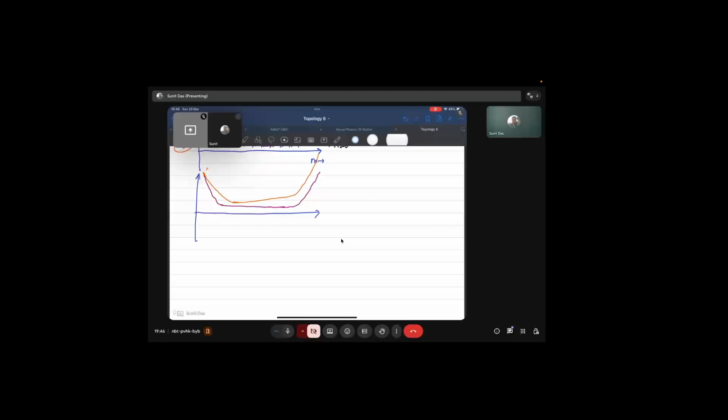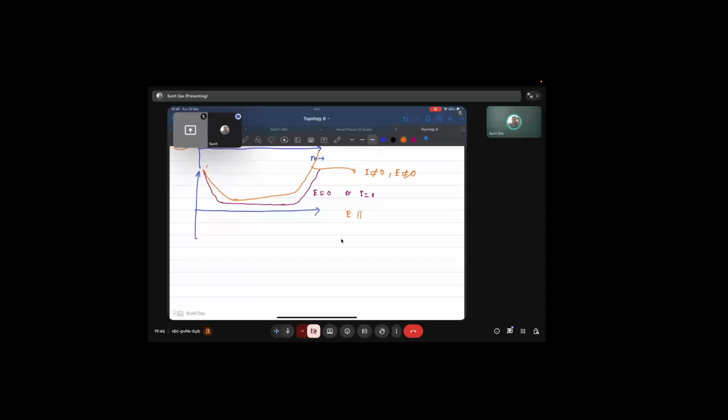Okay. So this was at, let's say, electric field or current equal to 0, and this is at a finite electric field. So this is at I not equal to 0, or electric field not equal to 0. Okay. And remember that electric field is along the radial direction, right? So along the radial direction, you applied electric field.